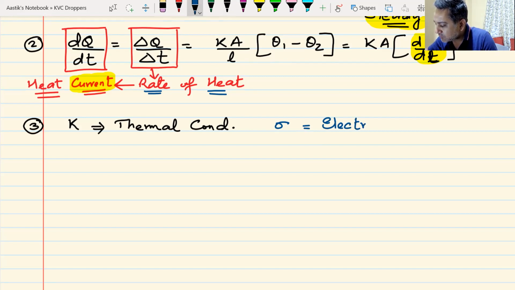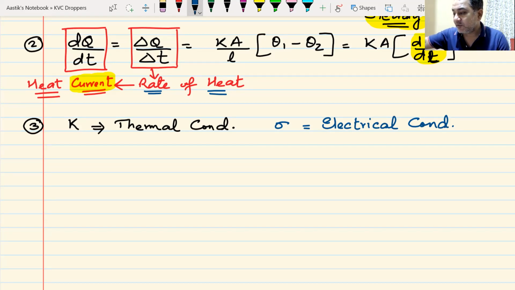Do we remember this term, electrical conductivity? Electrical conductivity tells us what? Tell me. Do you remember the term electrical conductivity?